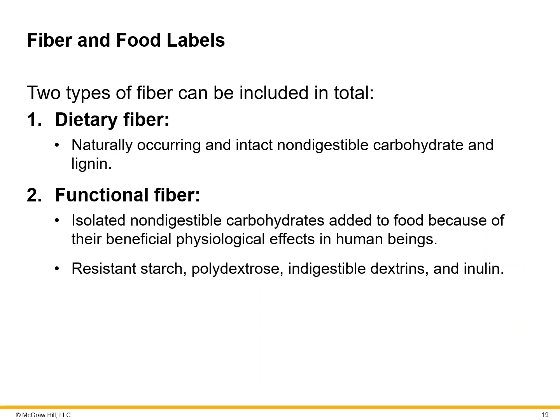Now, if we look at how fiber is listed on our food labels, dietary fiber is the naturally occurring, intact, non-digestible carbohydrate. So again, like the pectin and the cellulose. You may also see functional fiber. This is isolated, non-digestible carbs, but these were added to the food to help with those physiological effects. So again, dietary fiber is the natural. Functional fiber has been added. It's not a food that typically has the fiber, so it's being added to it.